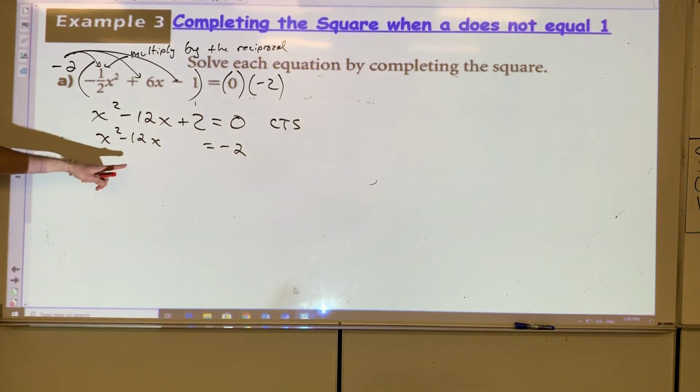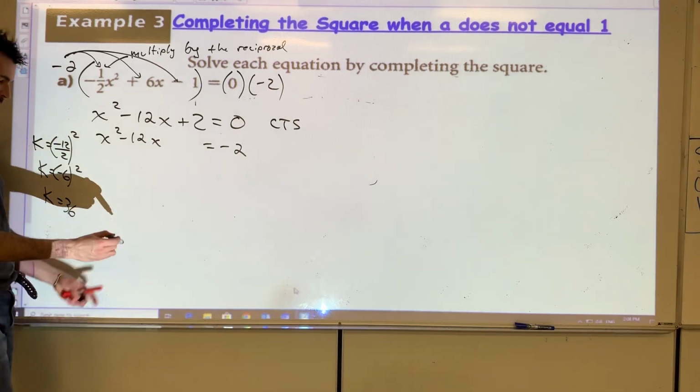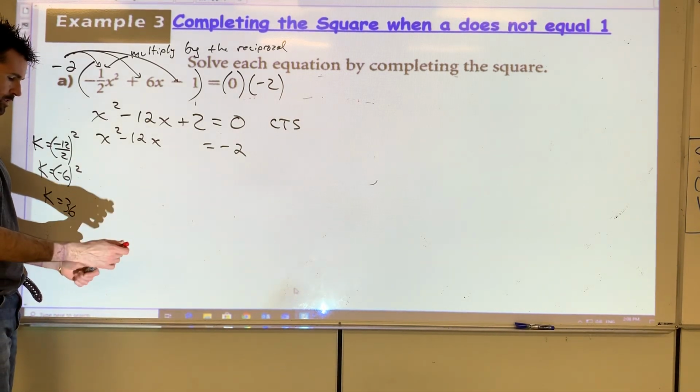I'm going to find my k value that I'm going to add here to get a perfect square trinomial. So k is: take your b term, divide by 2, square it. Write the intermediate step, so you get negative 6 squared, and you get k equals 36. So 36 is the magic number.